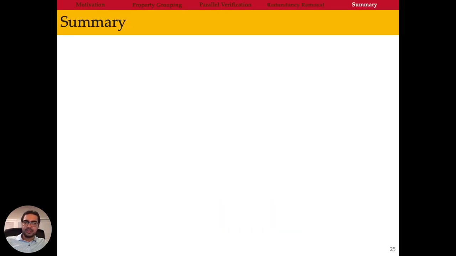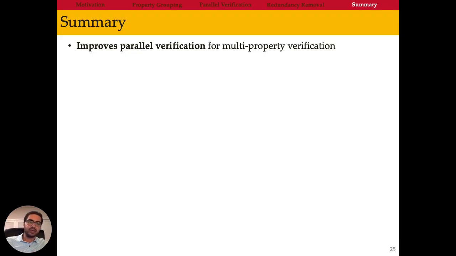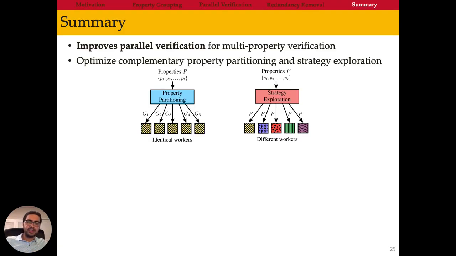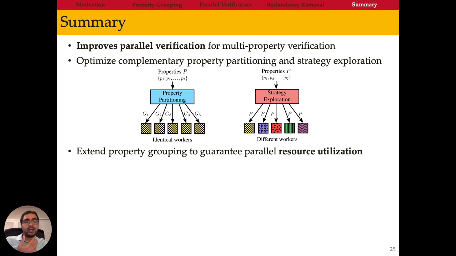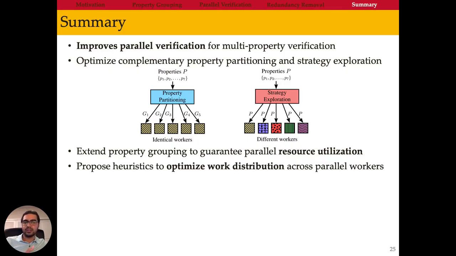In summary, the techniques that we present in our work improve parallel verification of multi-property test benches. Although we show improvement from the perspective of a localization portfolio, the presented techniques are applicable to a wider variety of multi-property verification tasks. We optimize complementary property partitioning and strategy exploration. We also extend property grouping to guarantee full utilization of available parallel resources, and we also propose heuristics that optimize work distribution across the parallel workers.